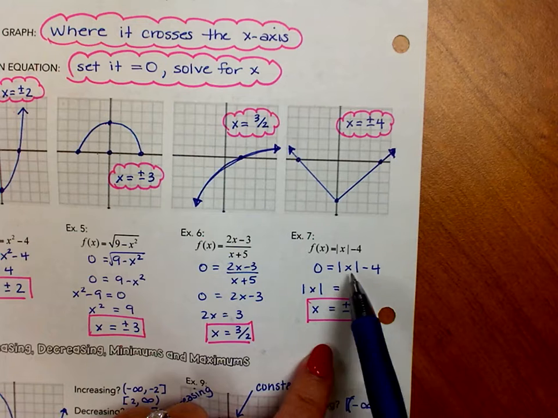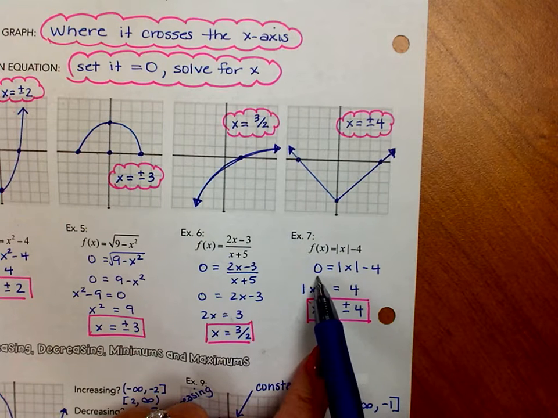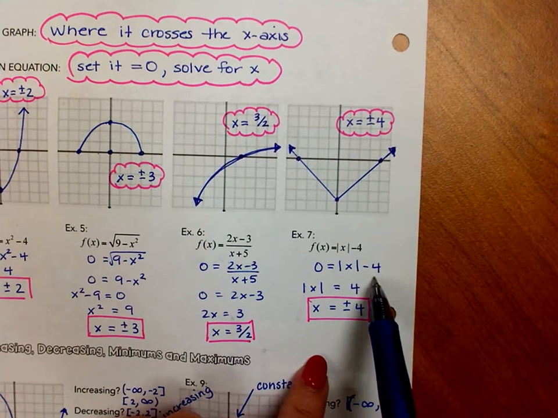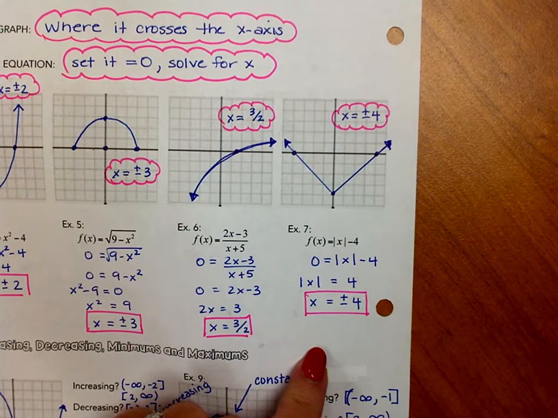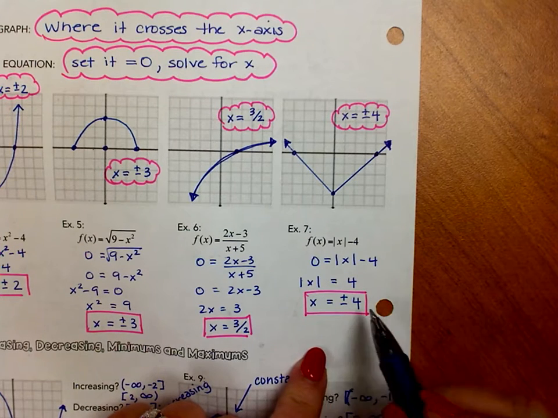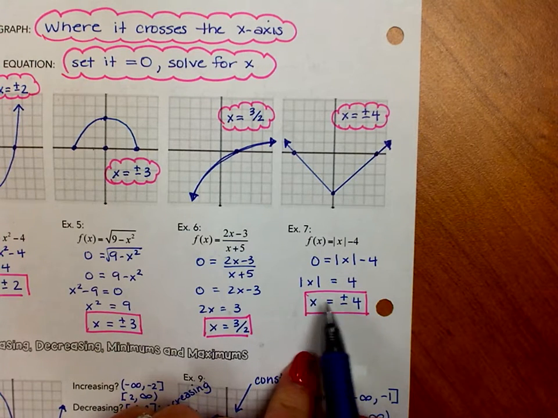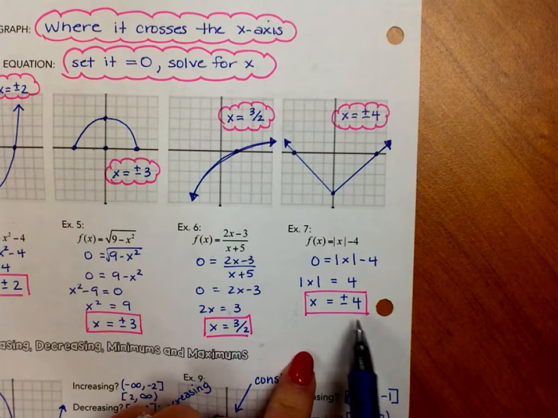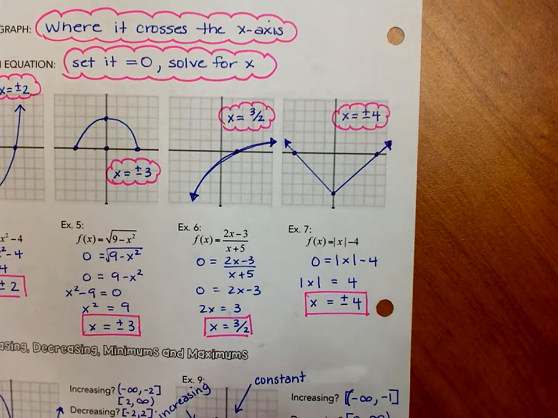And lastly, the absolute value graph. I set my absolute value equation equal to 0. I added 4 to both sides. And then you have two cases. You have x is equal to 4, and then you have x is equal to negative 4. And I just went ahead and combined it because that was pretty much done.